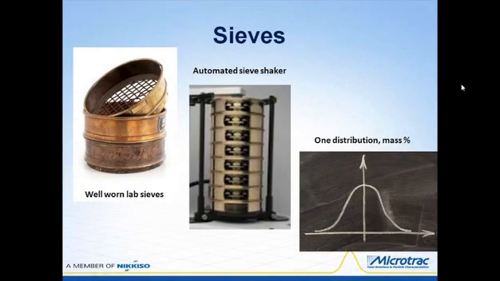Here's a typical view of some well-worn lab sieves on the left. Most analyses are done in a sieve shaker, middle photo, and the results are given in one distribution of mass percent.